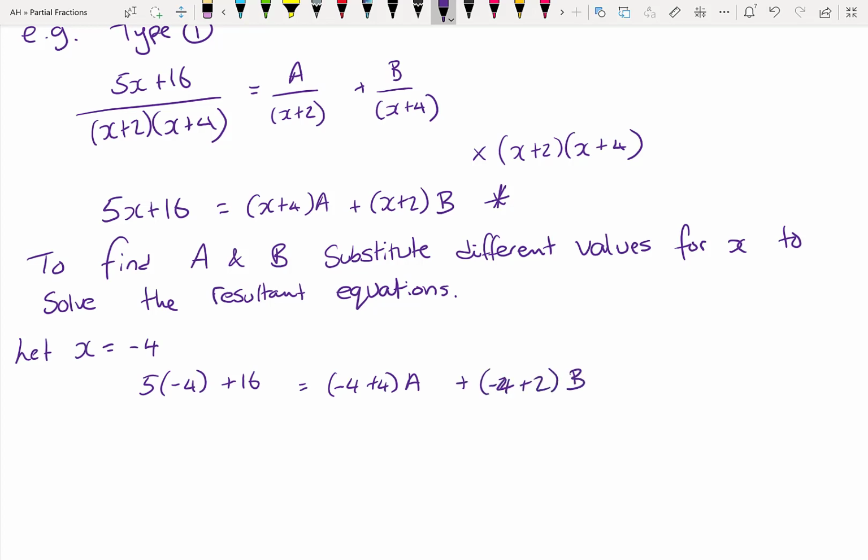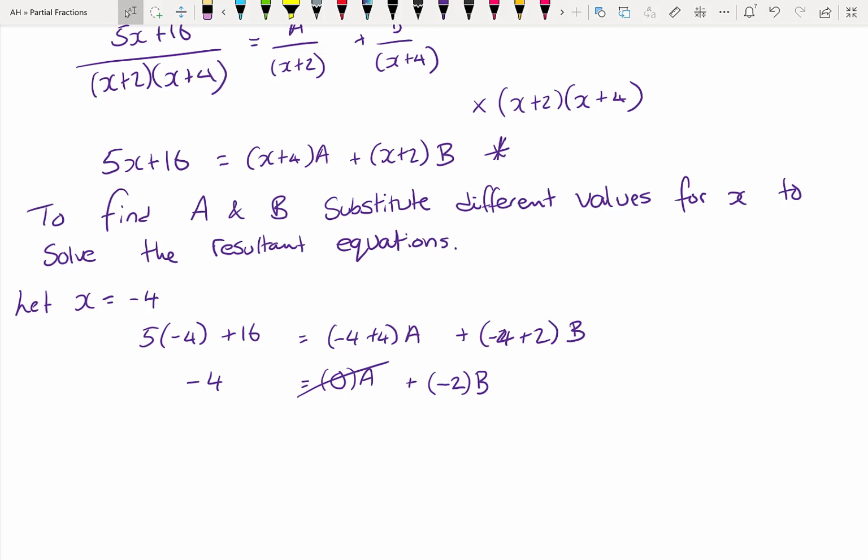And when we're doing this, the benefit of this should be that one of these things is then going to turn to 0. And so what I've got there is minus 20 plus 16. So I've got minus 4 equals 0 lots of A plus minus 2 lots of B. And so I've got no A's there, and I've got minus 2B. And so minus 4 over minus 2 is equal to B, which is equal just then to 2.